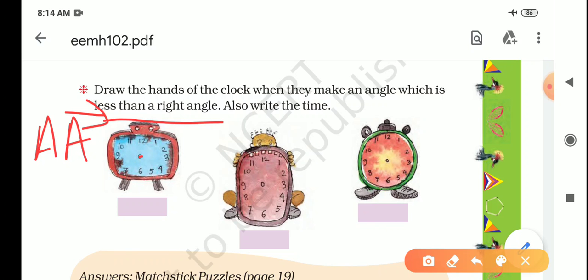you have to draw with a scale. On 1 we made the small hand, on 12 we made the big hand. So like this a V type formation is there, and it means it is an acute angle. Like this I have made 1 o'clock.